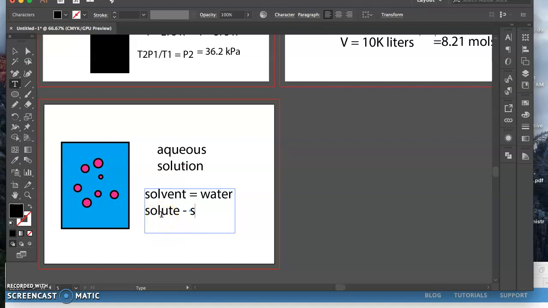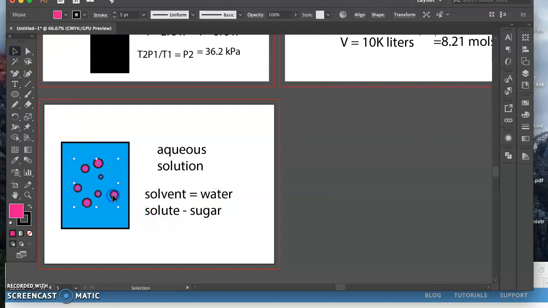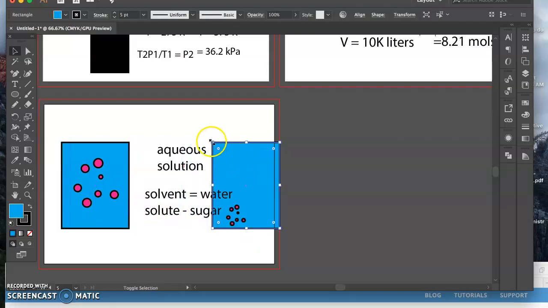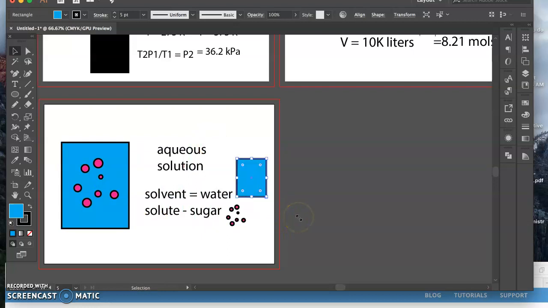Okay, did we say that was sugar? Okay, I'm just going to grab one of these. Oops, let's try that again. So our solute is the sugar, and our solvent is the water. That's what forms an aqueous solution.